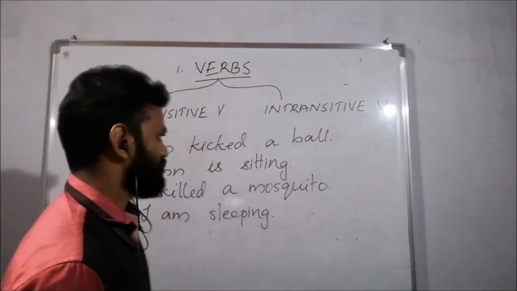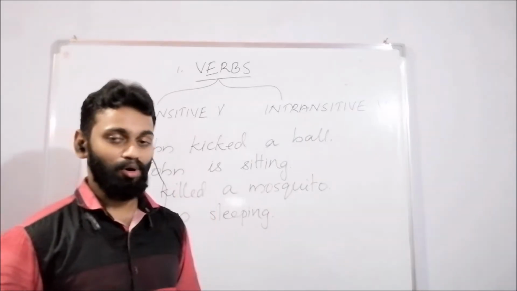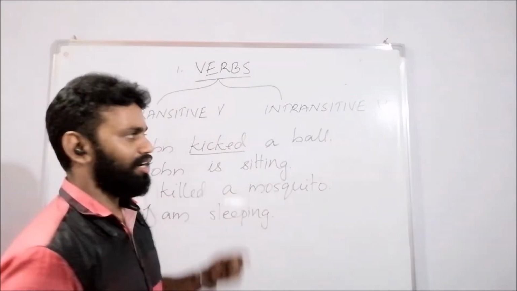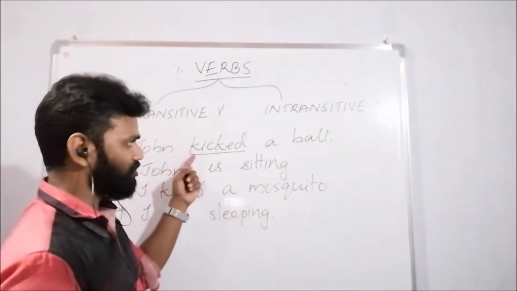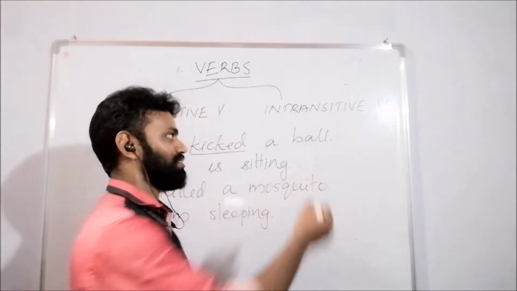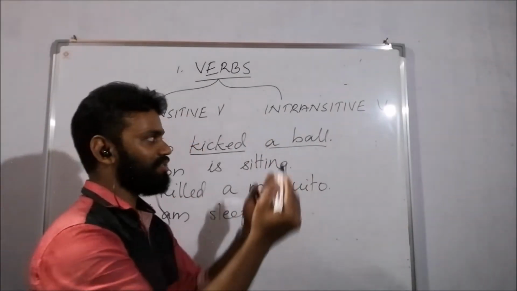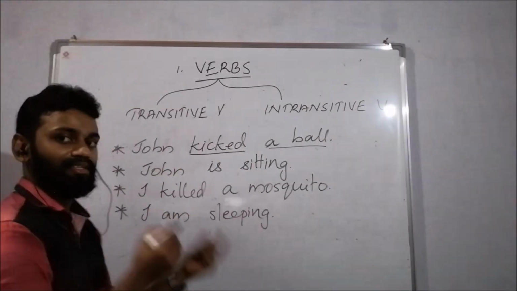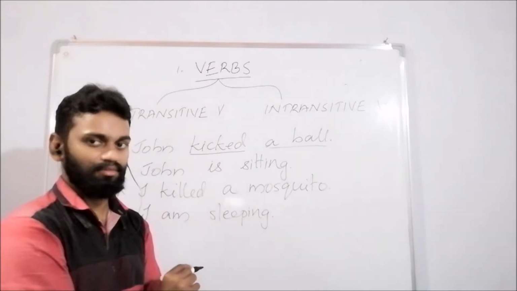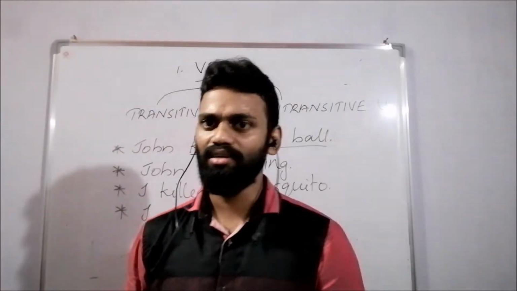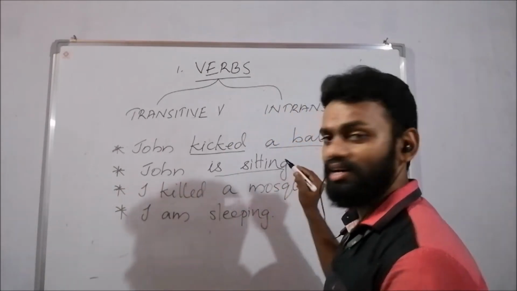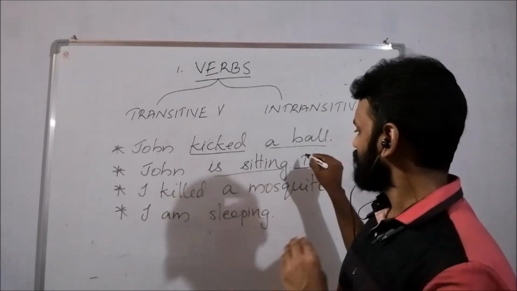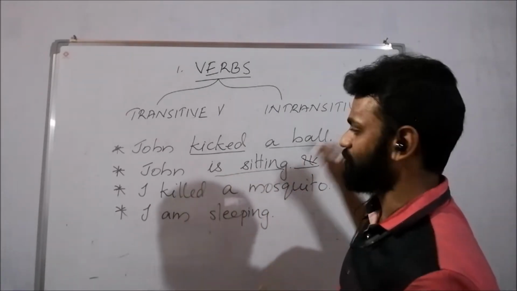Let's look at the examples. John kicked a ball. Here you see the verb is kicked, and John is doing this action. And this action of John is passing to someone else. It is a ball, right? So this verb is called a transitive verb. Now let's look at the second example. John is sitting. Now this action of John sitting, is this action passing to someone else? No, obviously not. There is nothing coming here. Therefore this is an intransitive verb.